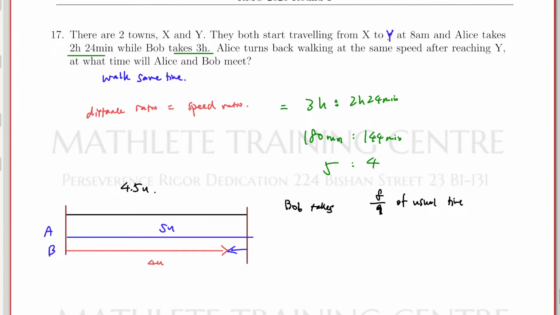Normally, Bob will travel the 4.5 units. That will take him 3 hours. But this time he travels 8 over 9 of the 4.5 units. So this will be 8 over 9 of 3 hours, which we determined is 180 minutes already. This is equal to 160 minutes. So it takes them 160 minutes to meet. That means the time here will be 8 a.m. plus 160 minutes. This is 10:40 a.m.